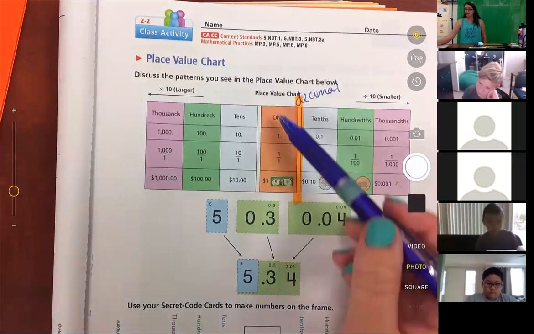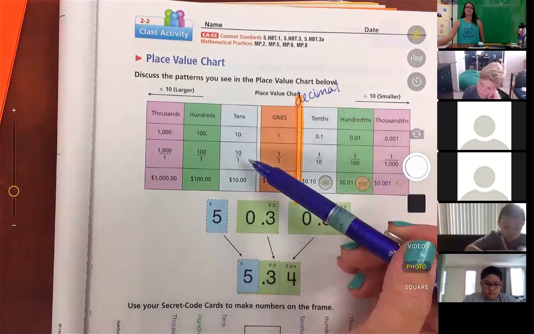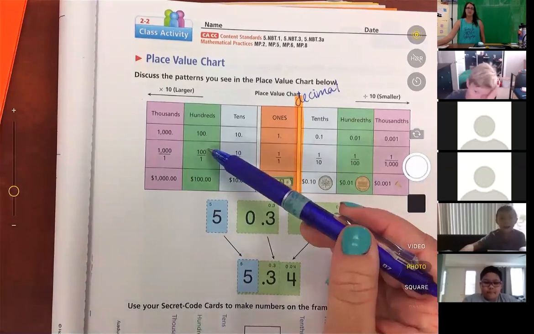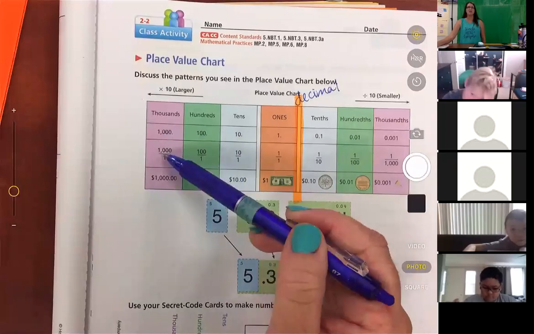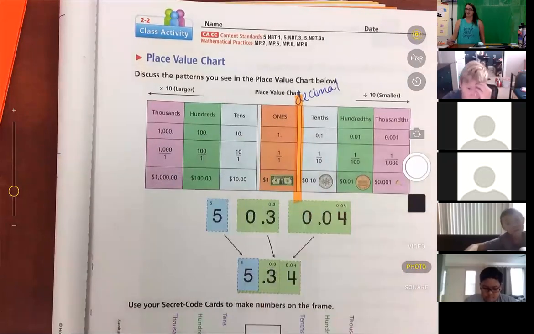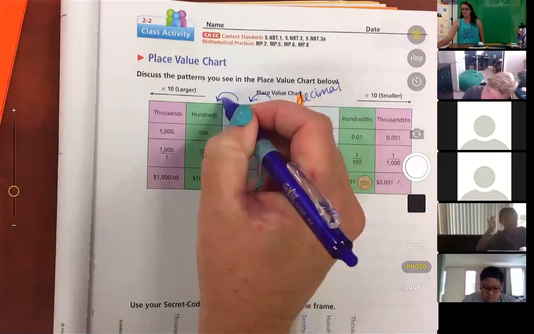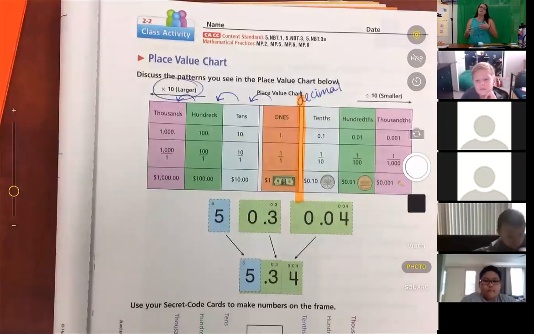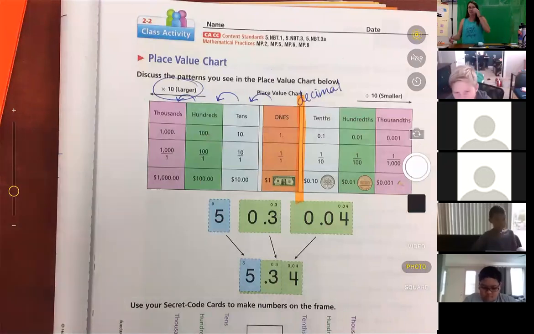As we move to the left, we get to the tens, no TH on the end, the tens, 10/1, $10. Hundreds is 100, 100/1, $100. Thousands is 1,000, 1,000/1, $1,000. And each time we move one place to the left, we're getting 10 times larger. Right? 10 is 10 times larger than 1. 100 is 10 times larger than 10. And 1,000 is 10 times larger than 100.